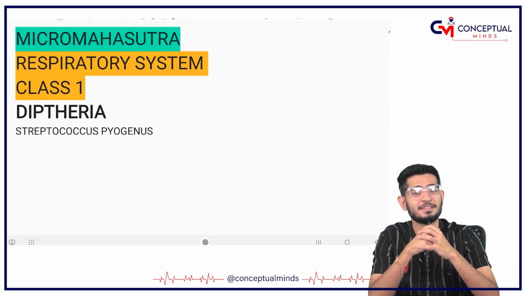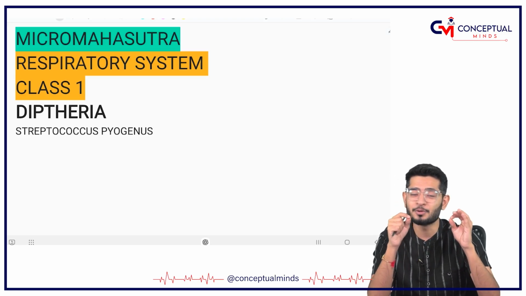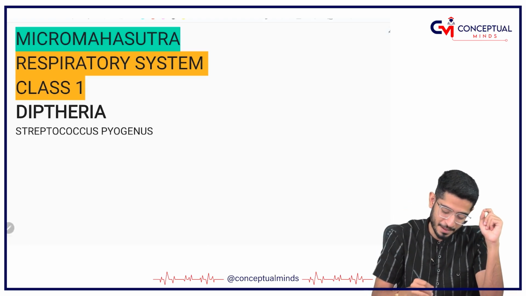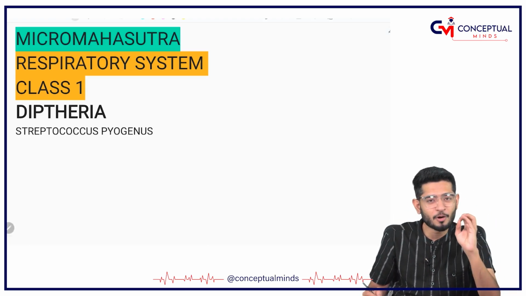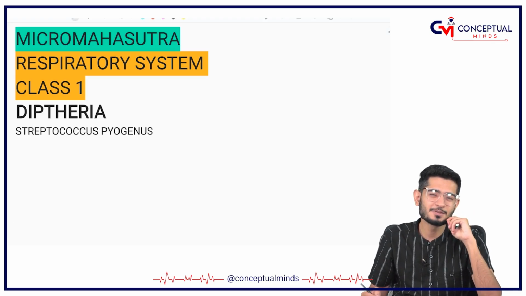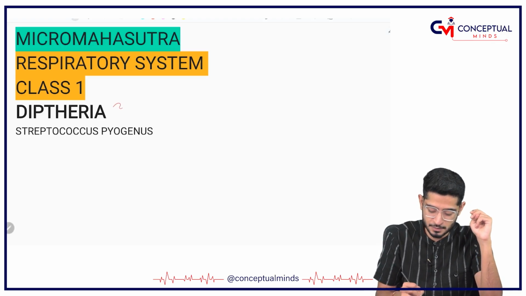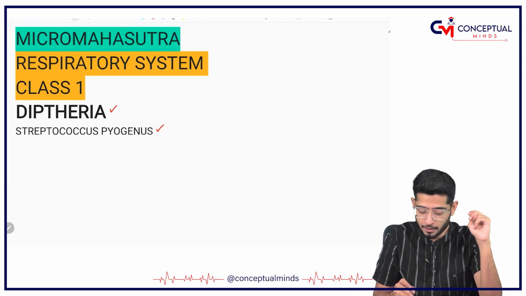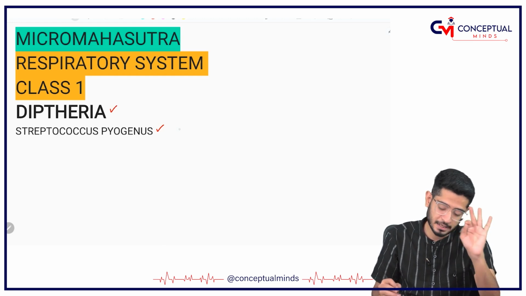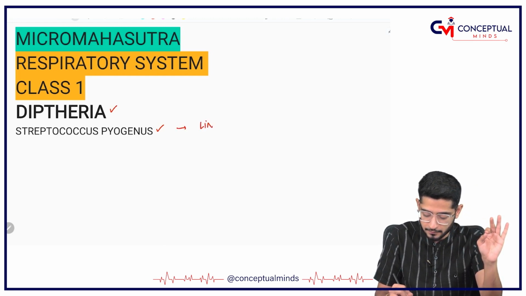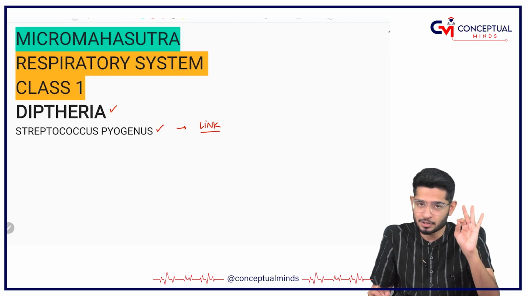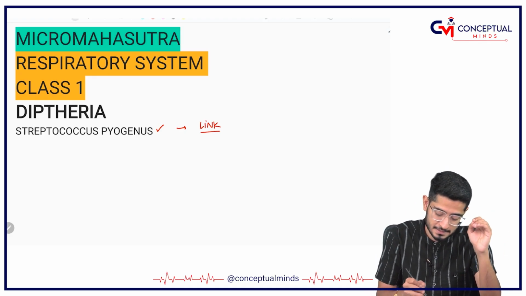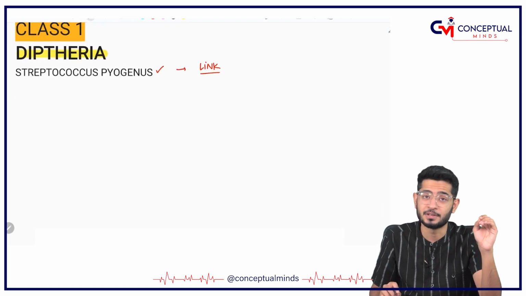We are discussing the respiratory system now, and welcome to the first class of the respiratory system, where we are going to discuss bacterial pharyngitis. The topic of bacterial pharyngitis deals with most importantly two organisms: one is diphtheria and the other is Streptococcus pyogenes. We have already discussed Streptococcus in great detail, so I will give you the link of Streptococcus and you can go and watch that to prepare for your exam. But this class is going to mainly focus on diphtheria.